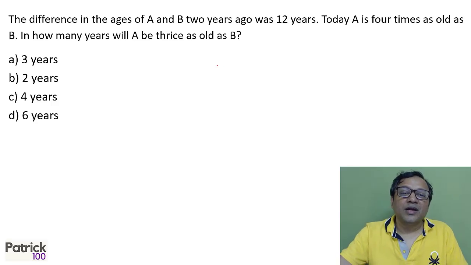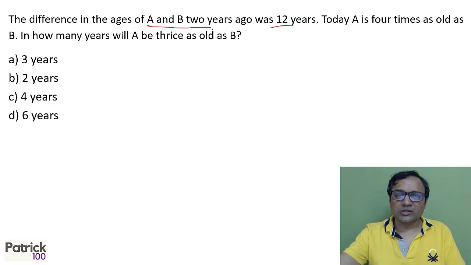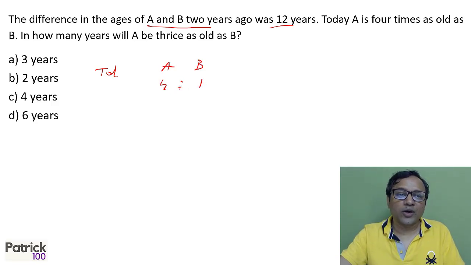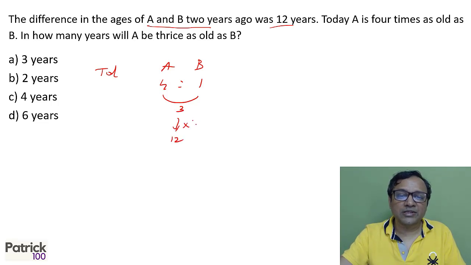The difference of ages of A and B is 12 years. So it will always be 12 years, two years ago or today or later. Today, the ratio of A and B is 4:1, so the difference is 3 parts. But we want the difference to be 12, so multiply by 4. That means A today will be 16 years and B will be 4 years.